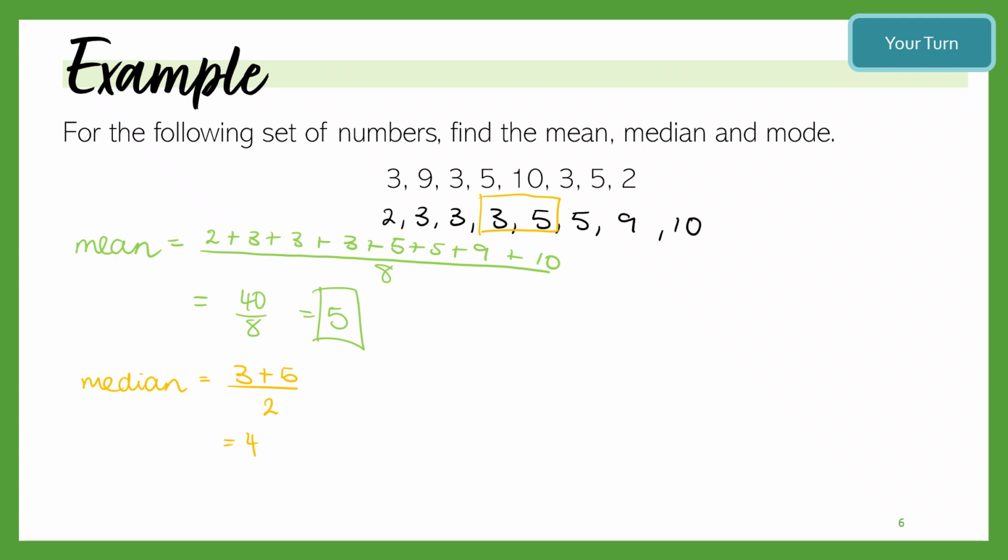And then the very last thing we're going to look for is our mode, and we're just looking for the most common, which in this case we have 3 3s. Okay, so that's how we're calculating mean, median, and mode for any data set.